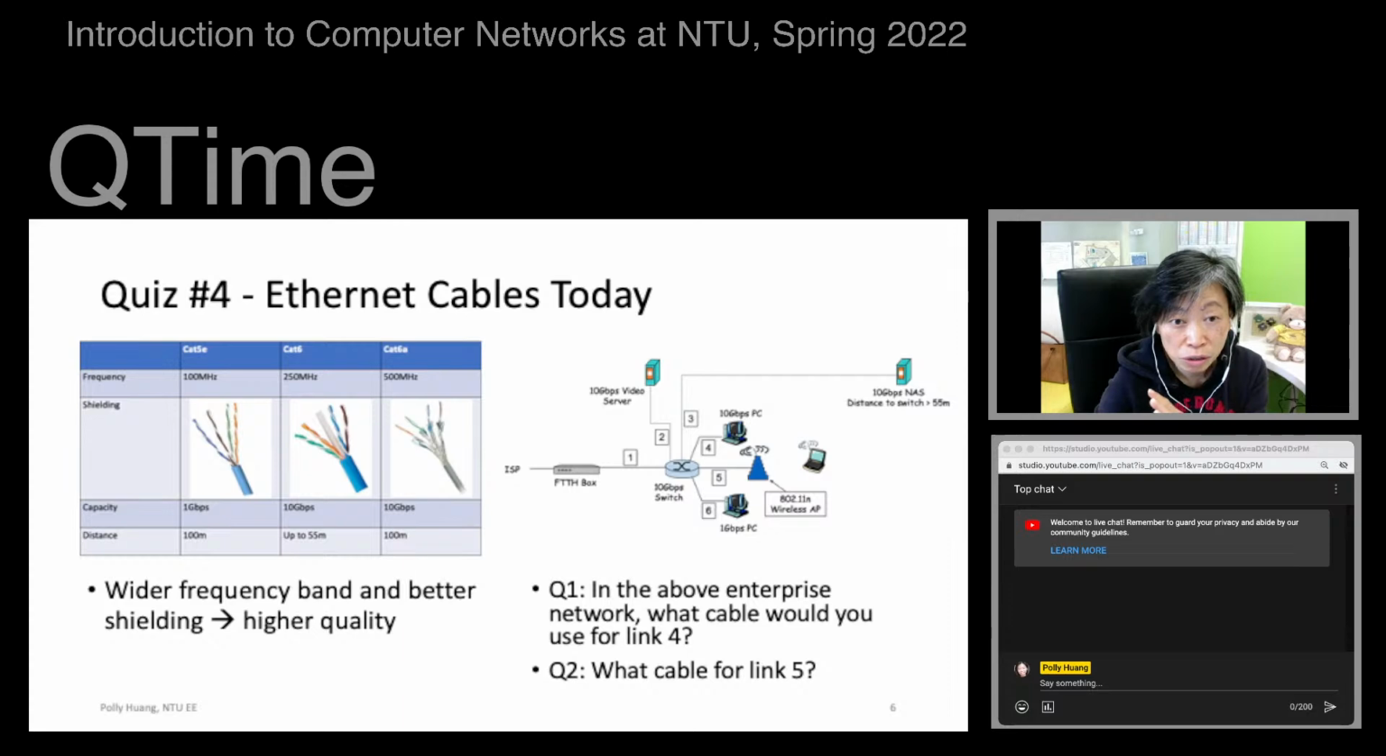The different generations may also differ in terms of how long a distance they will sustain. So 6A is better than 6 in terms of the distance, allowing the cable to transmit data at 10 gigabits per second.